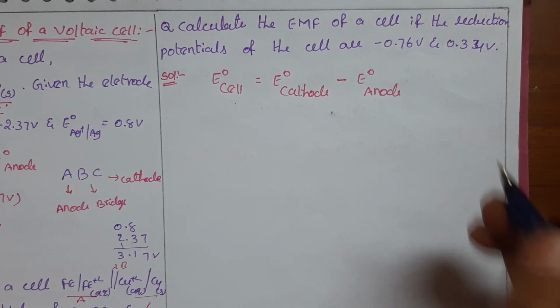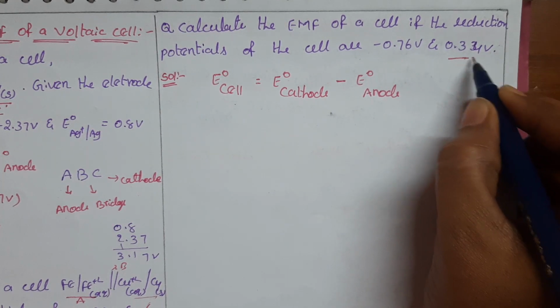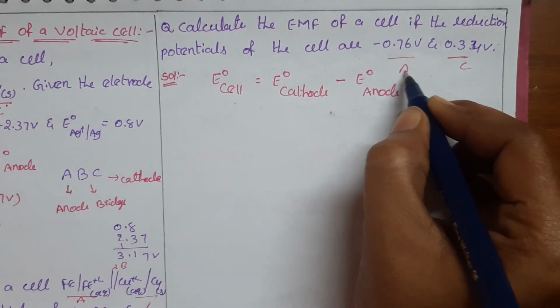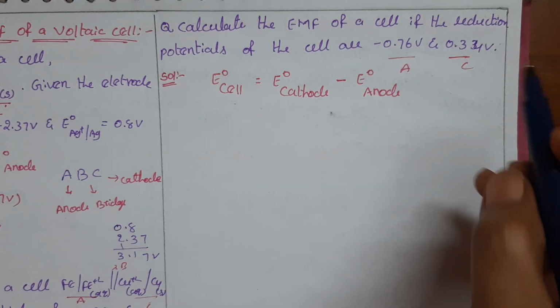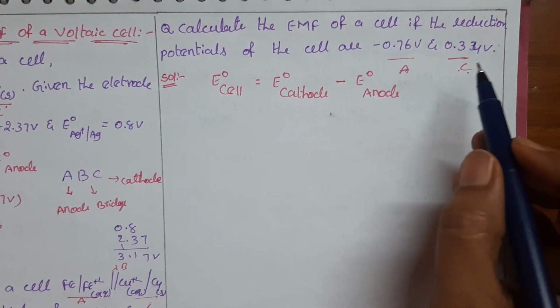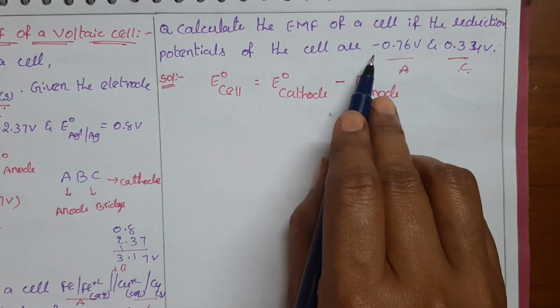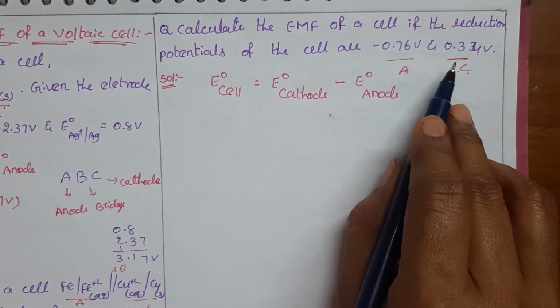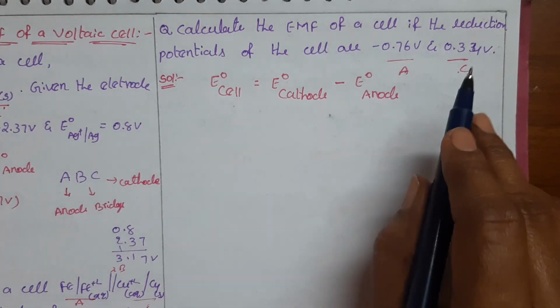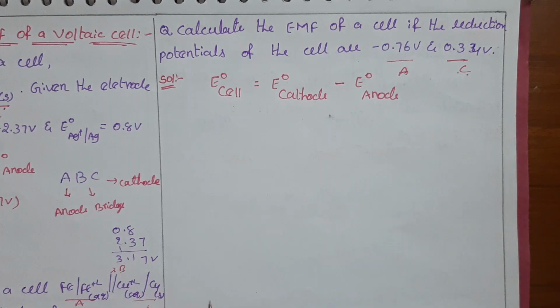The trick is, here two values are there. The greater value represents a cathode and the smaller value represents an anode. Greater value represents cathode and the smaller value represents anode. That means you can easily identify what is a greater value, because one is positive and the other is negative. Positive values are always greater than negative values. So that's why this value is called a cathode and this value is an anode. Substitute the values and you can get the answer.